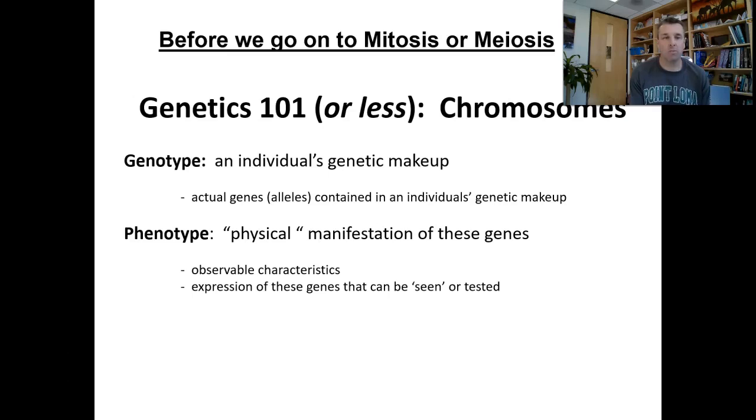So, talking about chromosomes. We already know that the genotype is an individual's genetic makeup, right? So this is the actual genes, all the chromosomes, all the DNA and so forth that makes up your genome. And then the phenotype is the physical manifestation of these genes. These are the observable characteristics, sometimes even non-observable characteristics, like for example, your blood type. No one can really observe that, but you can test it and you can know the blood type. And your blood type is based on the genome, right?